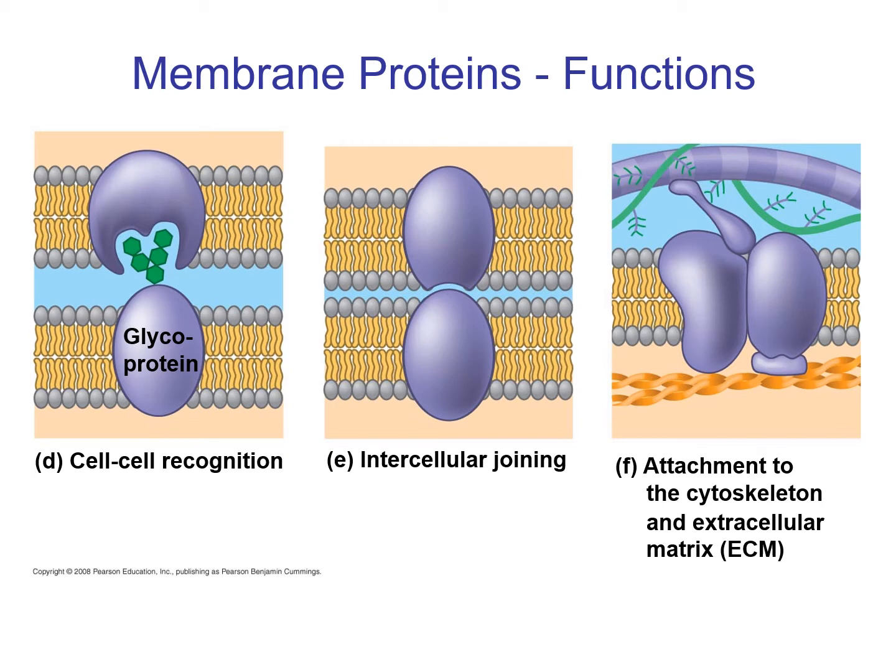We have proteins that join cells together. So in that example there, we've got two integral proteins that have bonded to each other to hold the cells together. And finally here, we've got attachment to the cytoskeleton and also to the extracellular matrix. So the bottom of that diagram is the interior of the cell. We've got proteins that are bound to the cytoskeleton. And those same proteins on the other side, on the exterior, are interacting with proteoglycans and also collagen fibers, which make up the extracellular matrix.